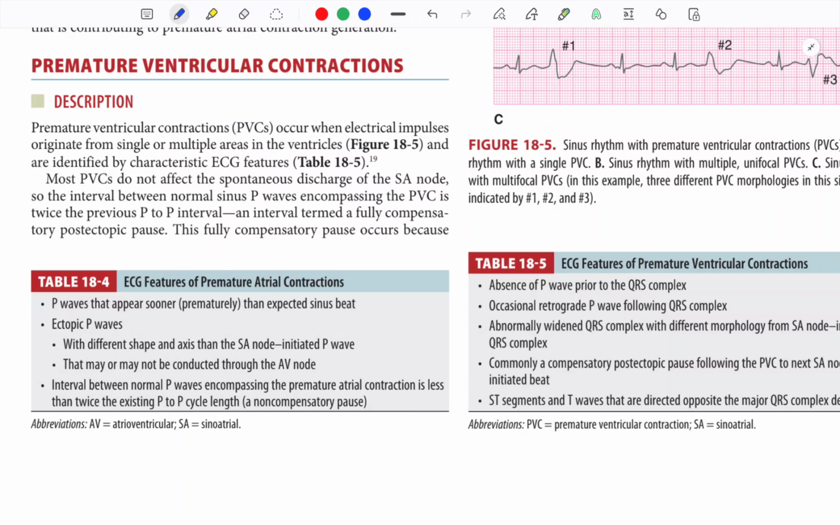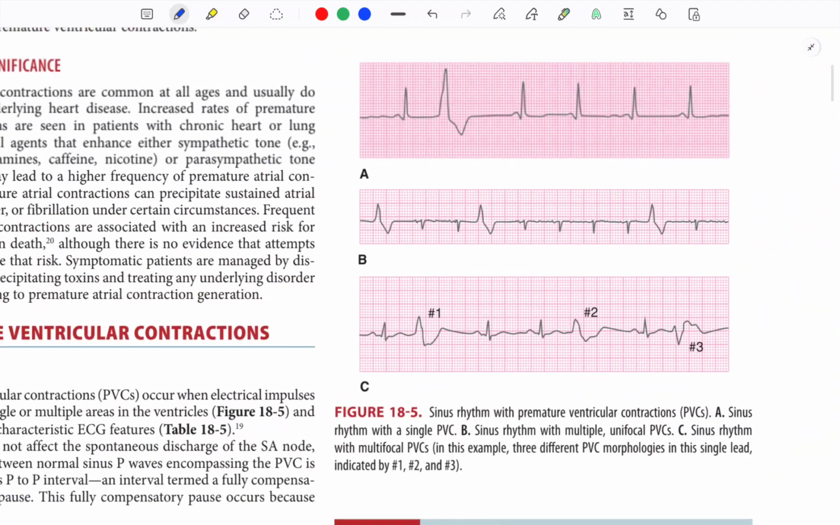What are the ECG features of PAC? So P waves will appear sooner than the expected sinus rhythm, with varying shapes and sizes, and there can be a non-compensatory pause also. So the interval between the normal P waves is less than twice the existing P-to-P cycle. I don't know what that is, and it's not even important, it's not pathological, and doesn't need to be treated, forget about it.